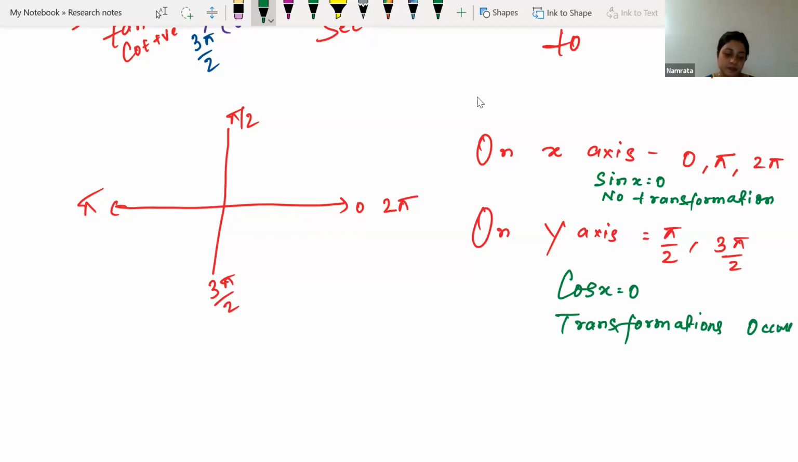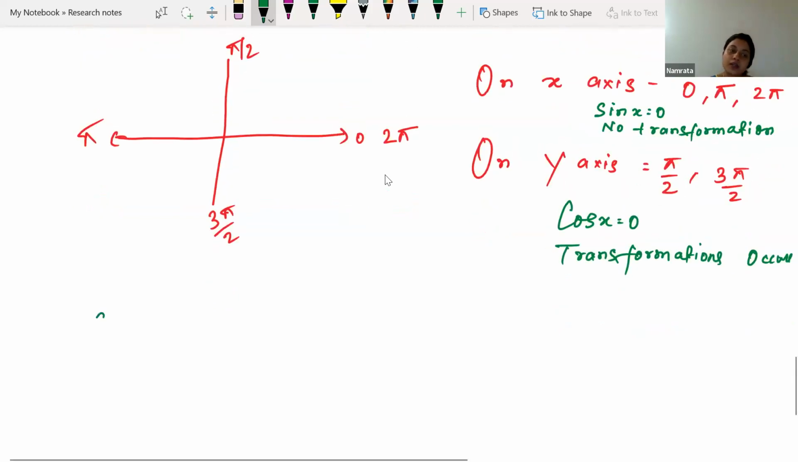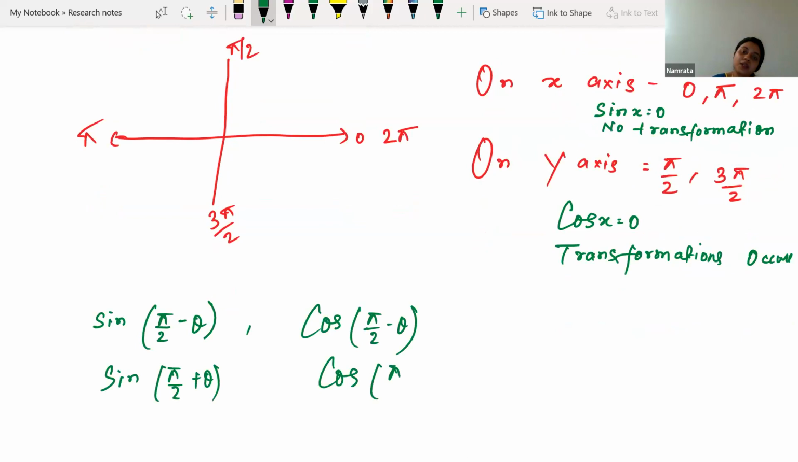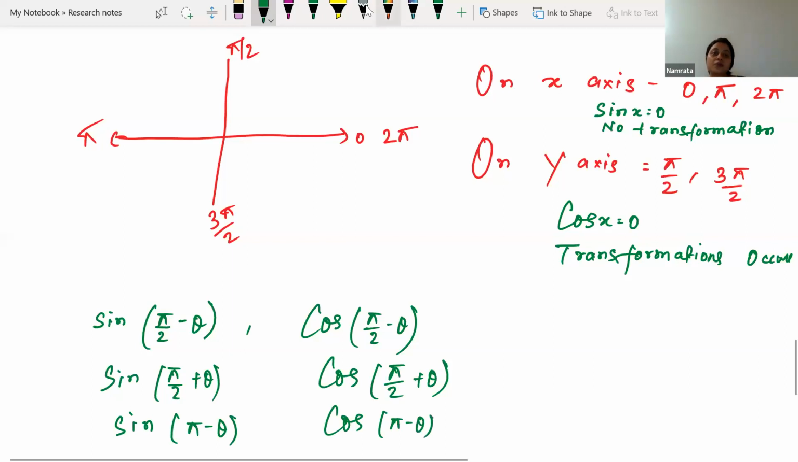Now the rules are, let me write the rule. Here I'm going to write sine pi by 2 plus theta. First start with pi by 2 minus theta, cos pi by 2 minus theta. Here sine pi by 2 plus theta, cos pi by 2 plus theta, sine pi minus theta, cos pi minus theta. Let me write it here also.